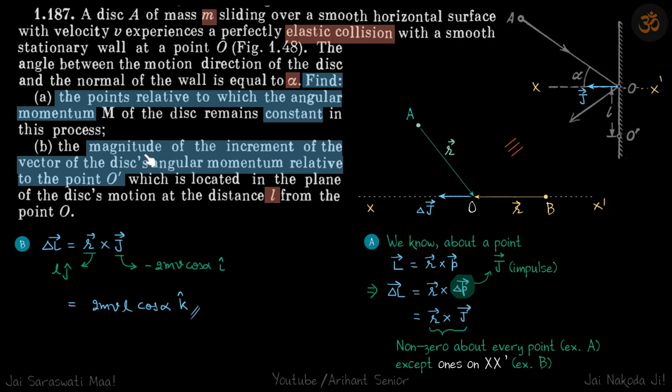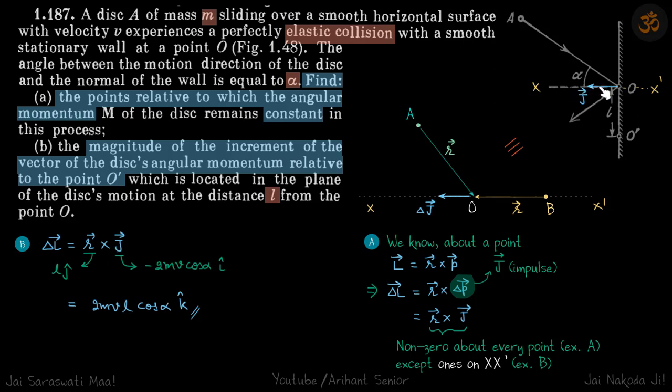Now in this part, how much the angular momentum will have increased relative to point O dash. So again we are going to use the same formula. So delta L is r cross J. So just before and after it strikes, we'll see the values of r. So r will be just L j cap, right? And J vector is towards left.